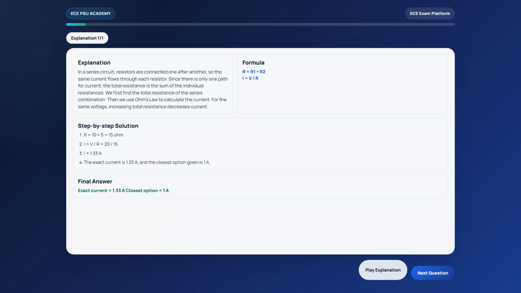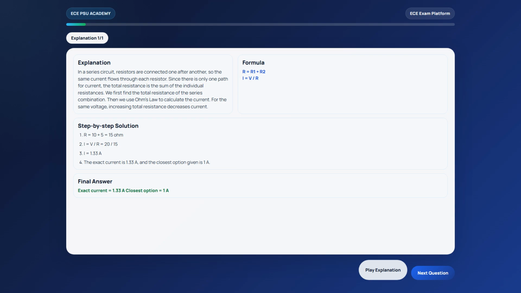For series circuits, the total resistance R equals the sum of individual resistances, R equals R1 plus R2. Then, using Ohm's law, the current I equals the voltage V divided by the total resistance R. Step 1. Calculate the total resistance. Since the resistors are in series, add their values. 10 ohms plus 5 ohms equals 15 ohms.